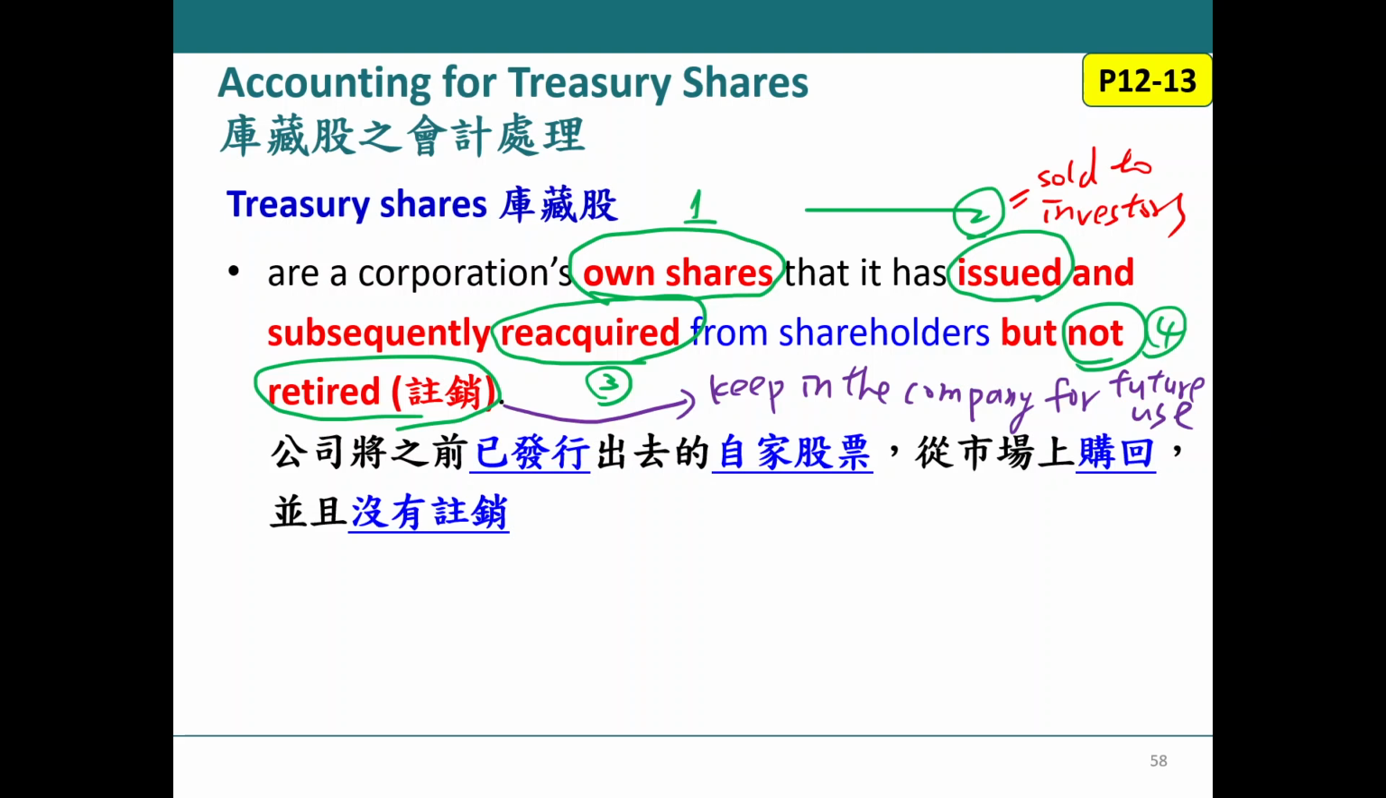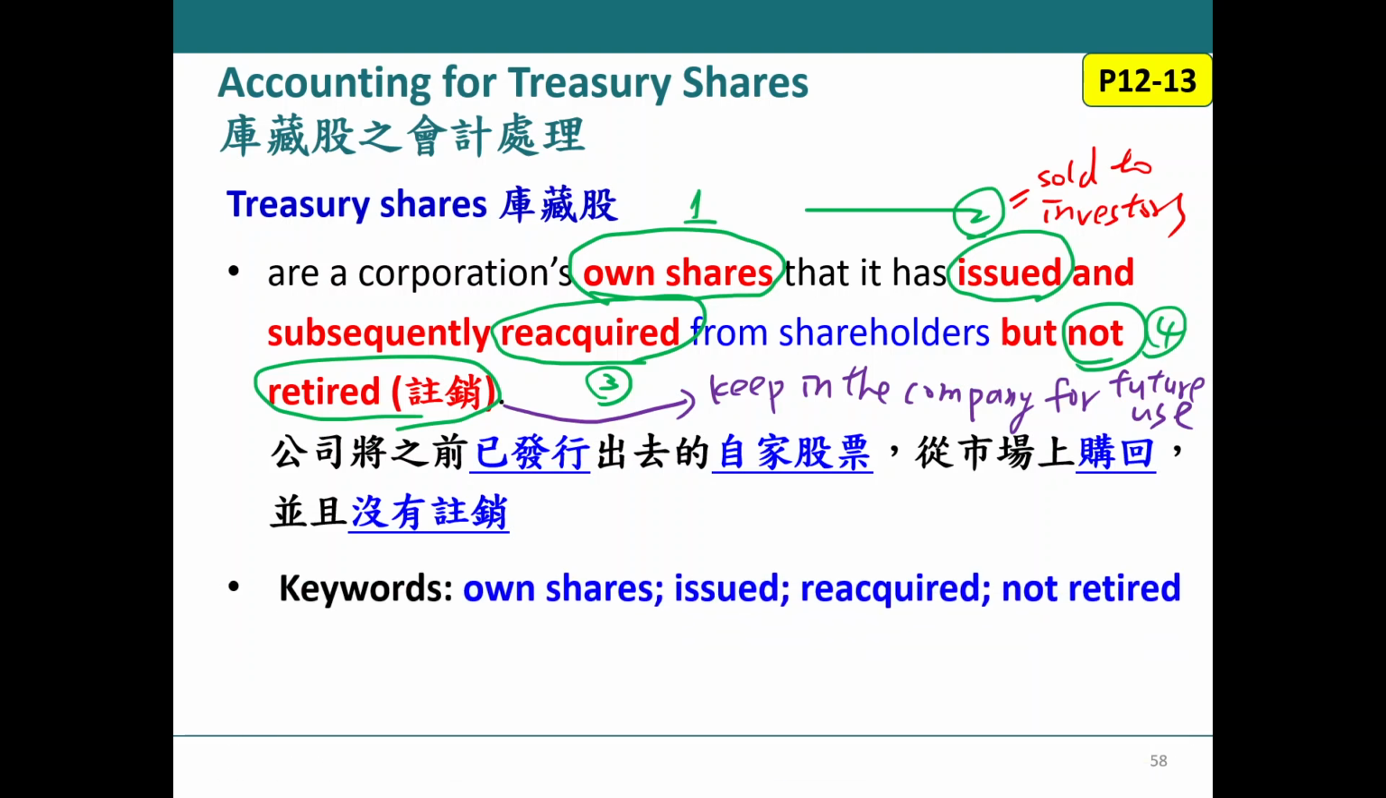So remember, treasury shares, 库藏股, 4 keywords. What are these 4 keywords? First, that's your own shares. That's your company shares, not other companies. You issue to the market. You sold to the investors before. Right now, you decide to buy back, but not retire. You keep it in the company for future use.